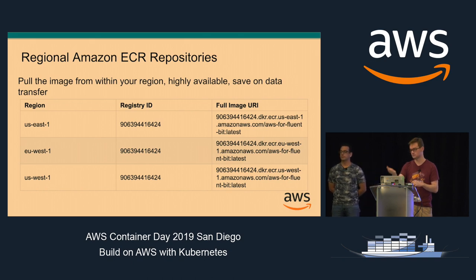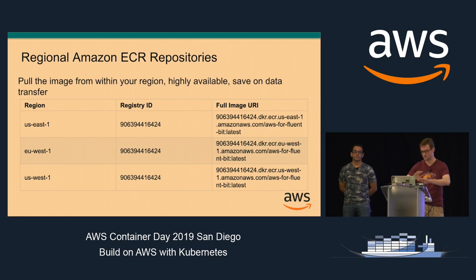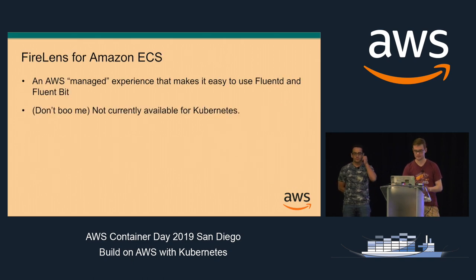We have these documented in our documentation, and that lets you save on data transfer costs. They're highly available, and you can pull them easily. You see that image URI right there, which is just an account ID. We're working on ways to make that a little bit less sketchy so that it's just like, I want AWS for Fluent Bit, and you just get that. So look for an announcement on that closer towards reInvent, and that's all I can say for now, because it's only mid-November. It's like 2 more weeks till reInvent.